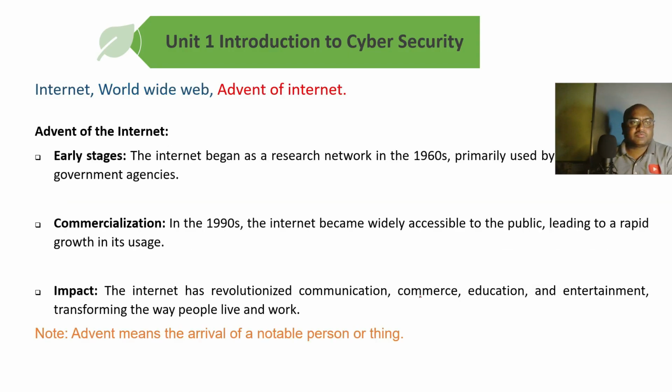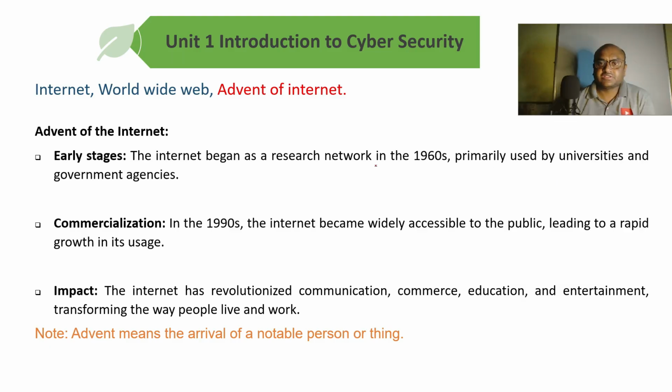Okay. Now moving ahead. Coming to the advent of the internet, in the early stages the internet began as a research network in the 1960s. As I told in the previous slide itself, it began in the 1960s. So when did it begin? Can you put it in the comment box so that I can come to know, as an acknowledgement, that you have listened up to this slide. The internet began as a research network in the 1960s, and it was primarily used by universities and government agencies only. Commercialization of the internet came in the 1990s.